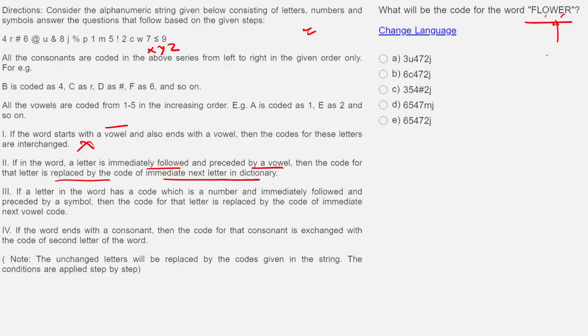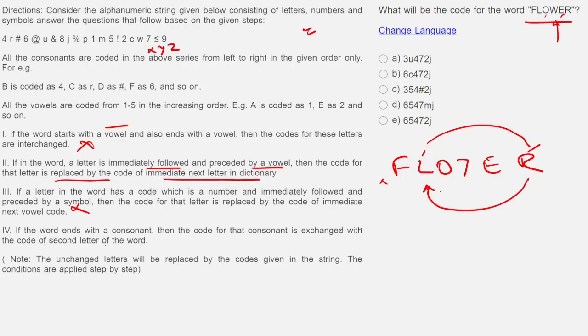So X is 7, so this becomes F L O 7, E R. This is done. If a letter in the word has a code which is a number and is immediately preceded by a symbol, we do not have that here, so this is gone. If the word ends in a consonant, yes, it happens here, then the code for that consonant is exchanged with the code of the second letter of the word. So whatever code the second letter L has will go there, and this R's code will come here. That is all I have to do.